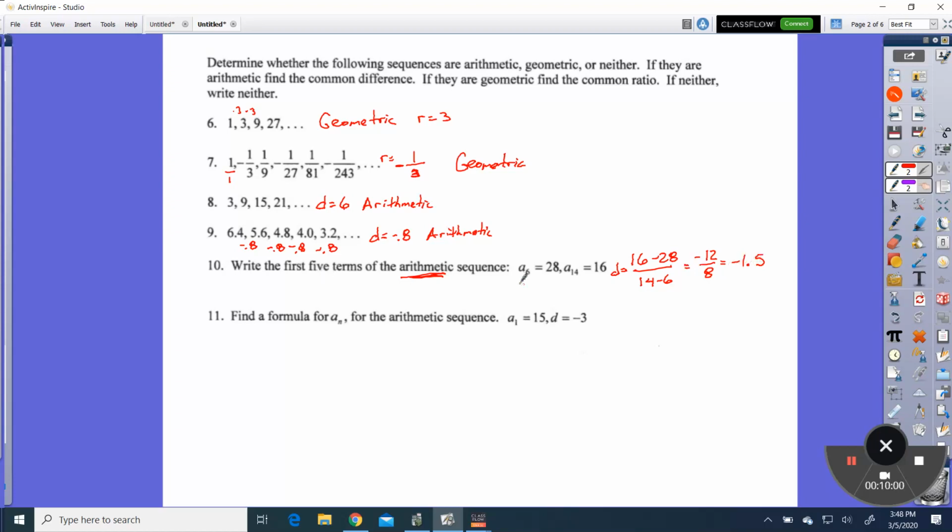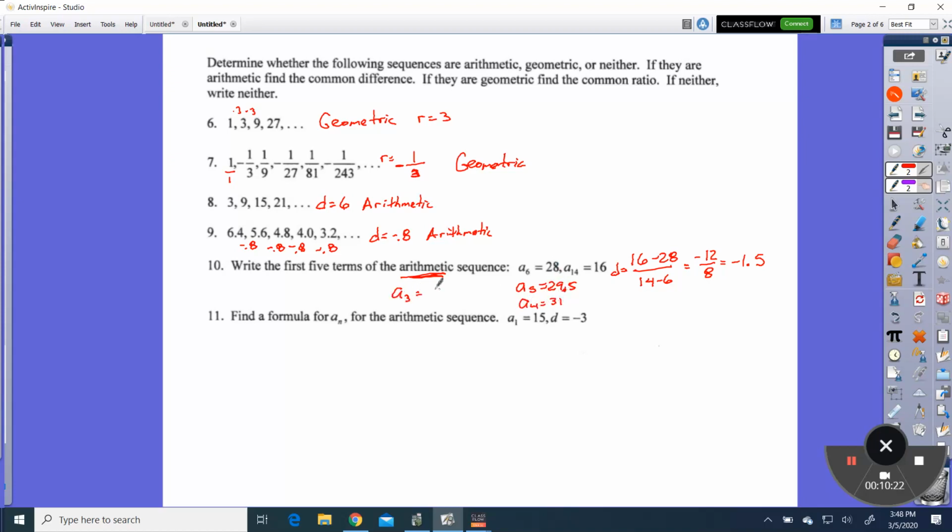Now it says write the first 5 terms. So if I'm going down 1.5 each time, that means A5 has to be bigger than 28, because remember these are going down. So A5 is 29.5. So all I'm doing is adding 1.5 onto the term to get to the next one. So A4, if I add 1.5 to that, takes me to 31.